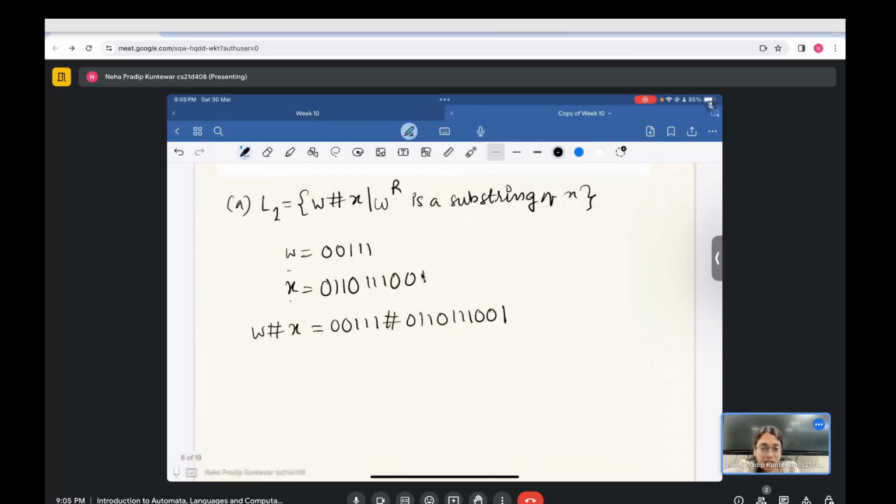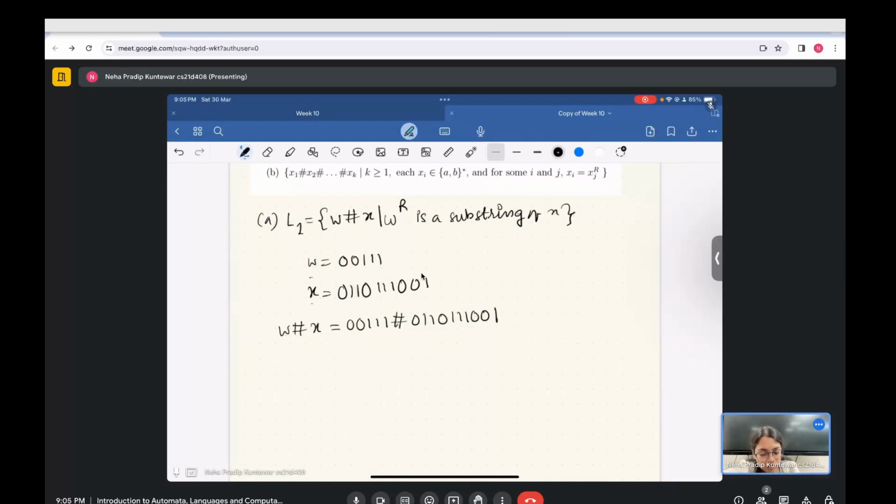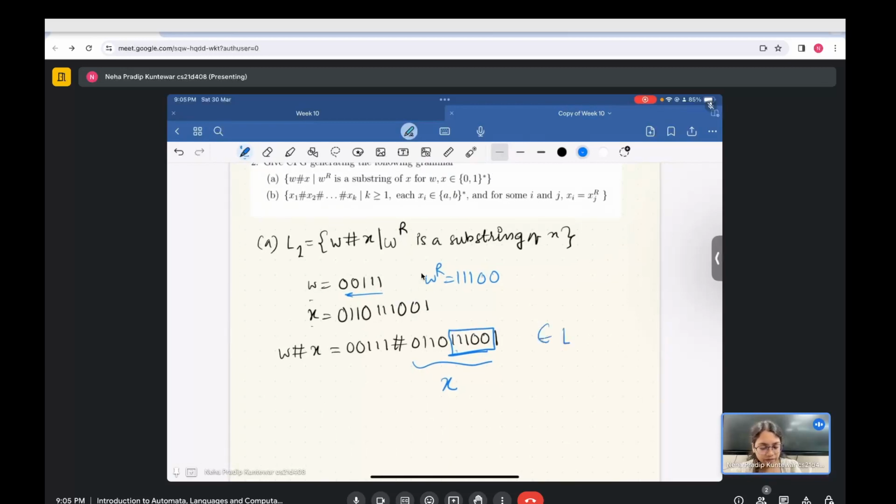Yeah, so what I mean is, if you look at this X, then there is a substring. Let me write W reversal explicitly. W reversal would be just reading this string from right to left. So this is 11100. Do you see a 11100 here? It is indeed a substring of X. So this thing would be in the language L1.